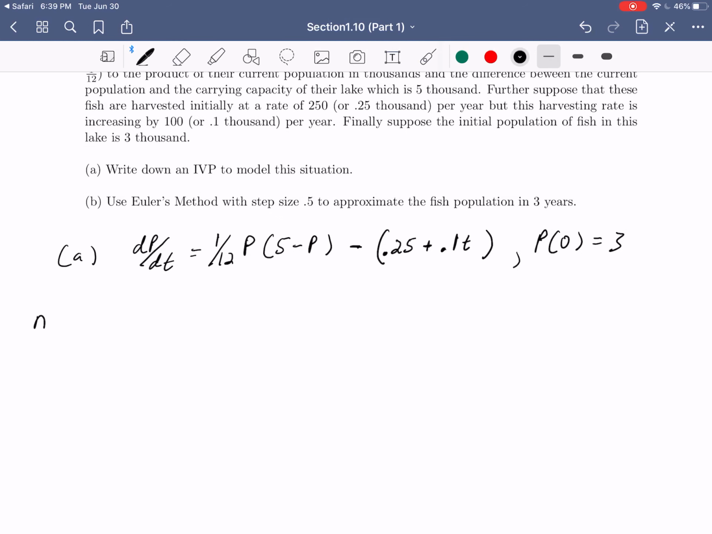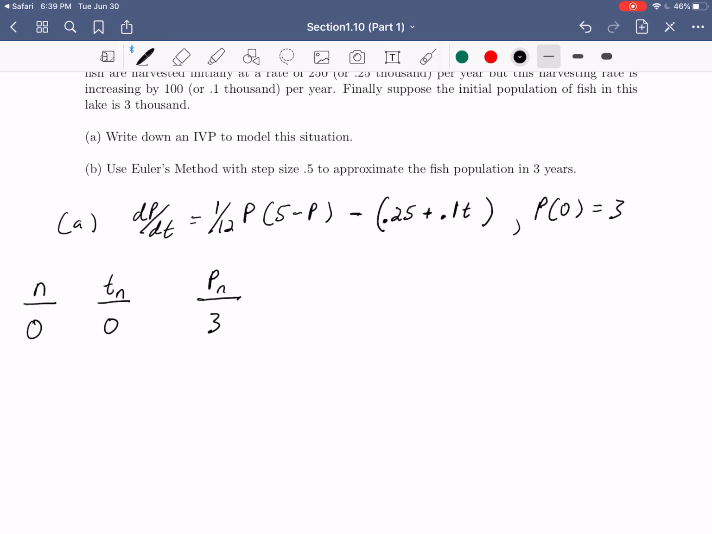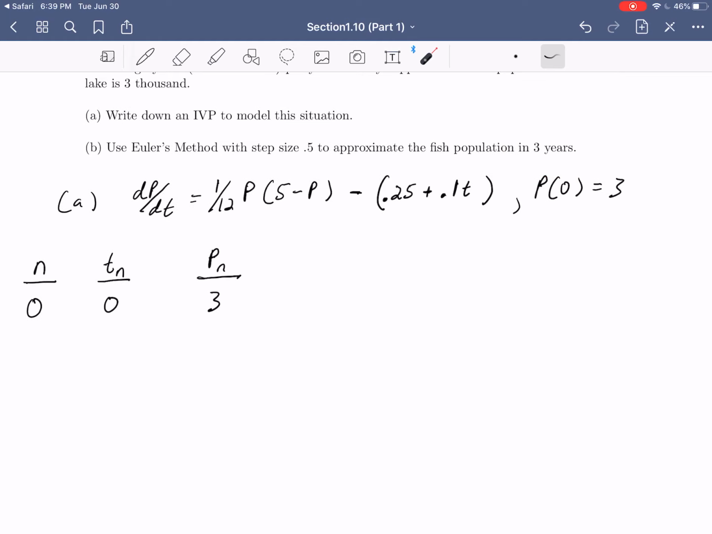We'll make our table. There's going to be our n. Then I guess we're going to have our t sub n, which is going to stand in for x, and then we're going to have our p sub n, which would stand in for y. So our initial one at n is 0, which means that t is going to be 0 and our population is going to be 3. Along the way, we're getting information, so it's not just important what happens in 3 years. This will also tell us what we sort of expect to see happening every 6 months or so as we check in on this.